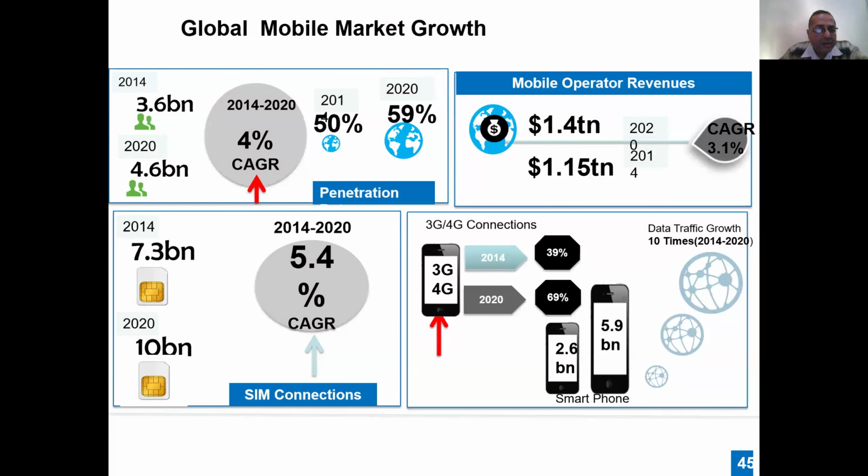Again, we have already discussed the global mobile market growth. In 2014 it was 3.6 billion, and naturally, in 2020, it rose to 4.6 billion. Right? So much growth is there in the market.